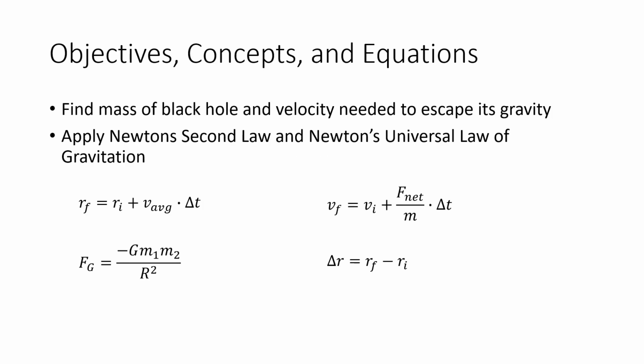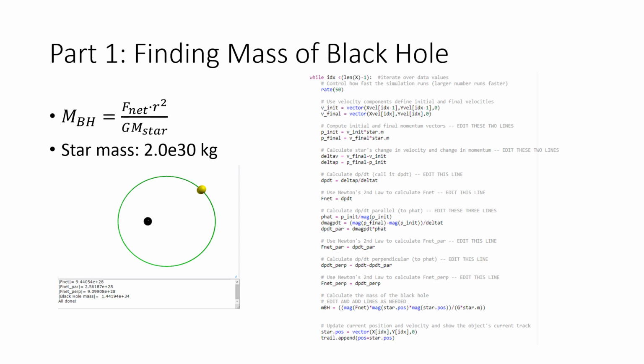The objective is to find the mass of the black hole and the velocity needed to escape its gravity. The concept is Newton's second law and the universal law of gravitation. The equations we'll be using are the position and velocity update formulas, the gravitational force, and the position formula. Part 1: finding the mass of the black hole.